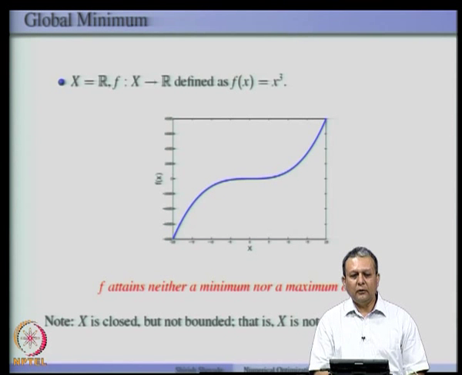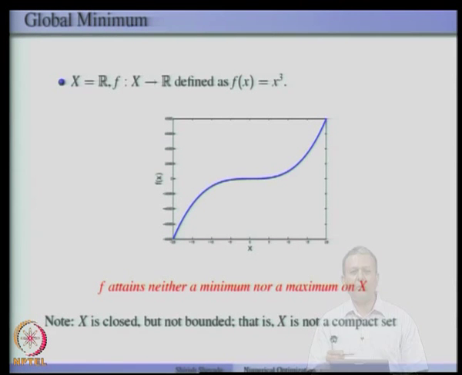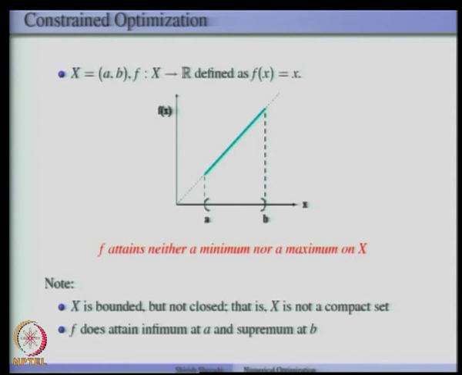So, that means naturally x is not a compact set. Now, do we want x to be bounded and not necessarily closed? We do not know as of now. Let us see another example.